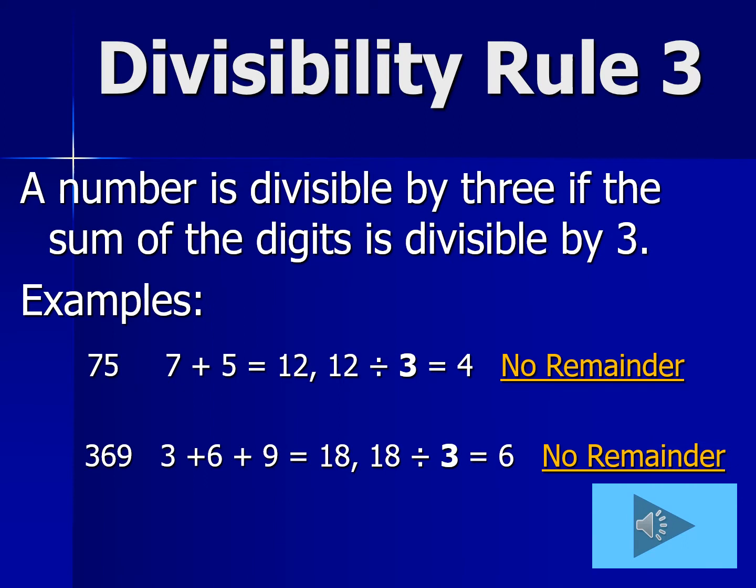Let's do the divisibility rule for 3. A number is divisible by 3 if the sum of its digits is divisible by 3. For example, if we take the number 75, you add the digits 7 plus 5, you get 12. Now this sum 12 is divisible by 3 and there is no remainder, so we can say 75 is also divisible by 3. Likewise, 369, you add 3 plus 6 plus 9, you get 18. Now 18 is divisible by 3, so we can say 369 is also divisible by 3.